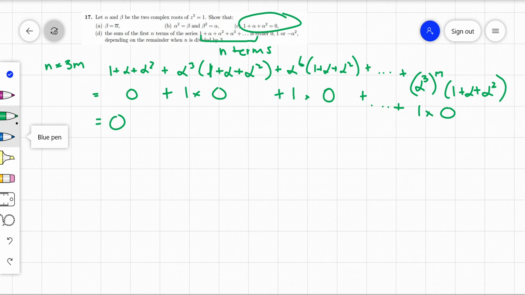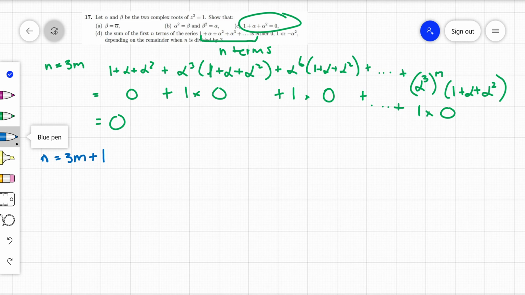So if n, the number of terms, is divisible by 3, then when we sum them, we're always going to get 0. So let's have a look at when we divide it by 3 and there's a remainder of 1. Let's have a look at that one. So let's make, for example, n equal 3m plus 1. There are 3m plus 1 terms. When we do that, let's see what we get.